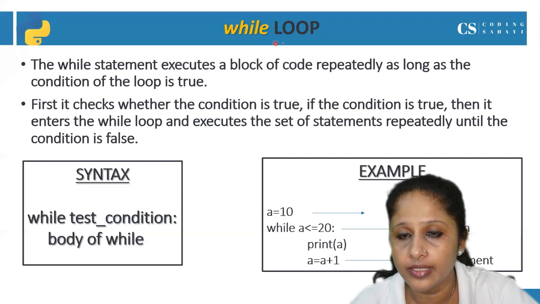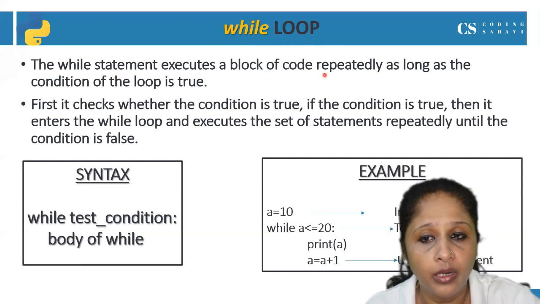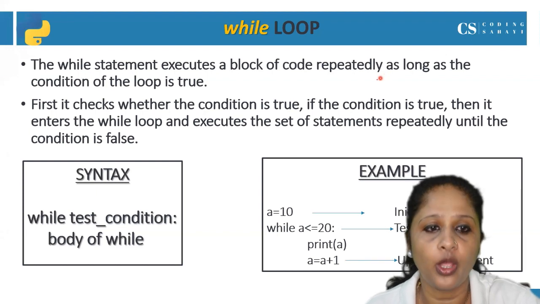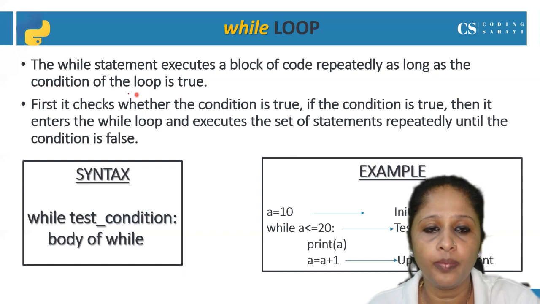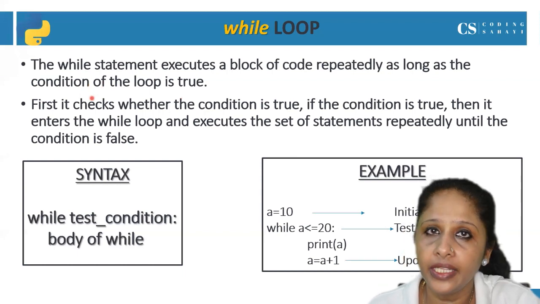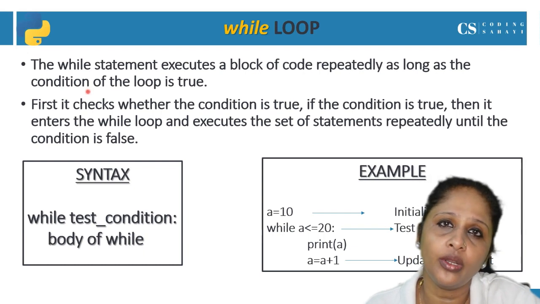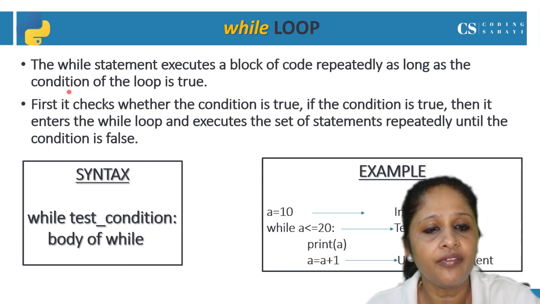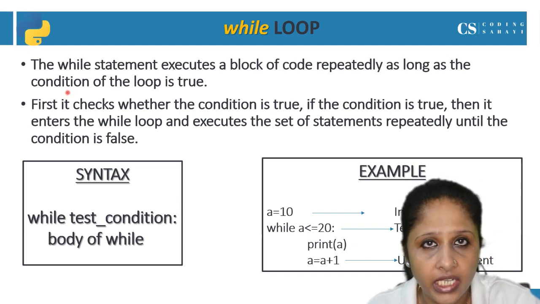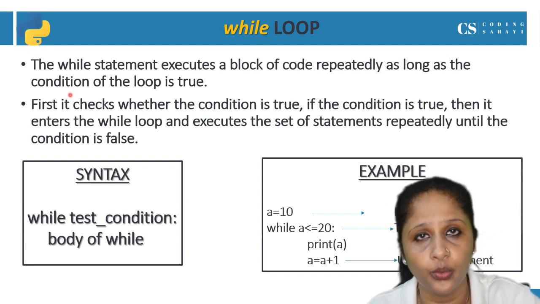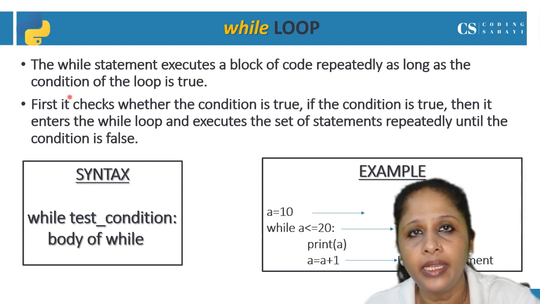So our next construct is the while loop. The while statement executes a block of code repeatedly as long as the condition of the loop is true. See, for loop is a counting loop and while loop is a conditional loop. That means, the if condition works based on the condition, right? So same way here, for while also we are checking a condition, and if the condition is true, then only the set of statements under while will be executed.